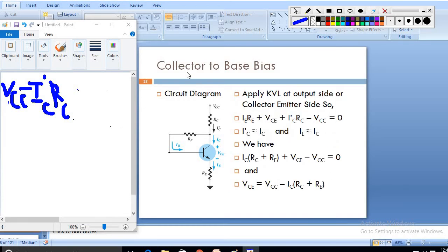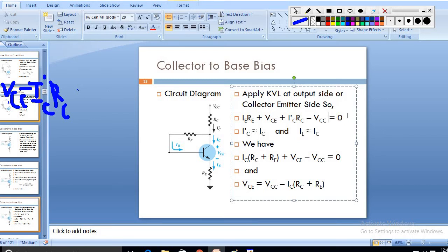Okay, see here, this is the circuit diagram of collector to base bias, applying a KVL to the output side. We have seen applying a KVL to the input side in the earlier case, and now we have to see applying the KVL to the output side. So what will happen? We'll see that first. As it is VCC first, don't get confused with the 5 minus VCC and all, just go for the regular equation.